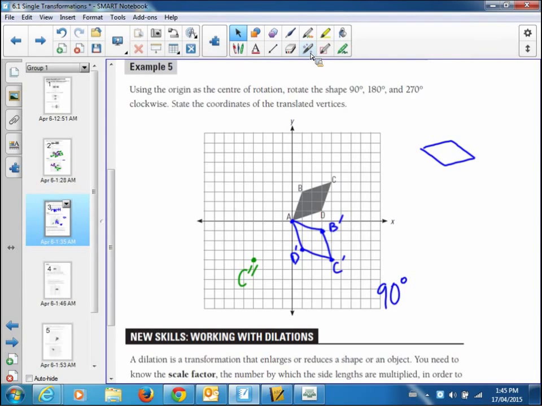And the D, spin around. And then finally your B. It's always best to do these corners, right? Spin around.